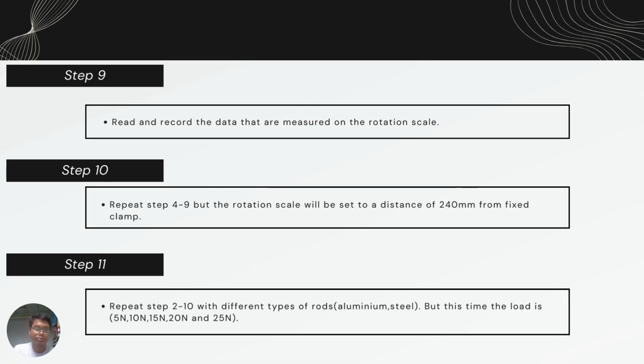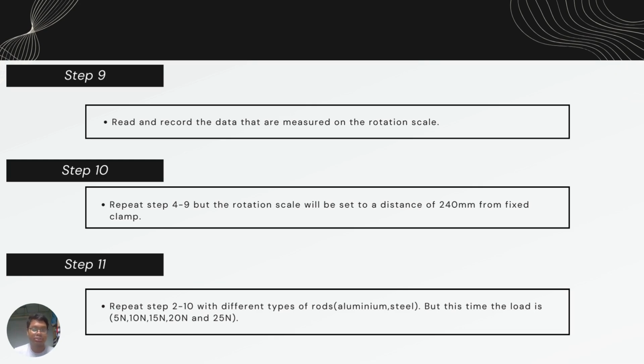Step 9 is to read and record the data measured on the rotation scale. Step 10 is to repeat steps 4 to 9, but the rotation scale will be set to a distance of 240 millimeter from the fixed clamp. Lastly, step 11 is to repeat steps 2 to 10 with different types of rods, aluminum and steel, but this time the load will be heavier: 5 Newton, 10 Newton, 15 Newton, 20 Newton, and 25 Newton. For the nylon, we use a lighter load due to the limitations of the rotation scale.